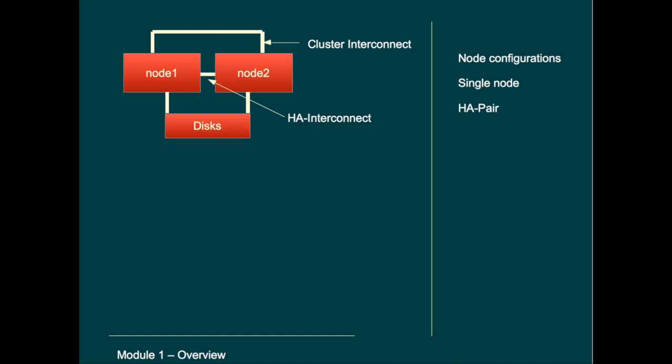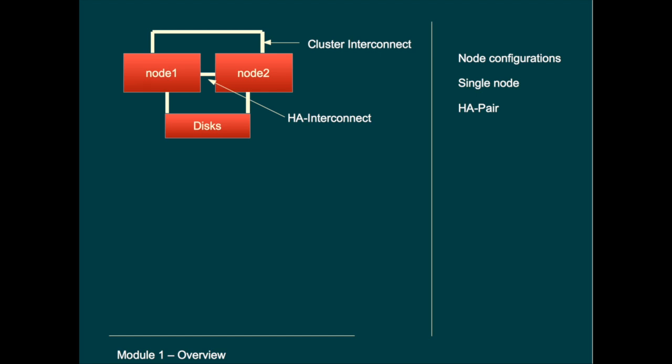Now, if you run an HA pair, you will have something which is called the HA interconnect. This HA interconnect is used to mirror the NVRAM between the two nodes, so that if one node fails, the data that was not yet written to disk is also available on the other node. After having taken over the aggregates of the failed node, the data will still be written to disk.